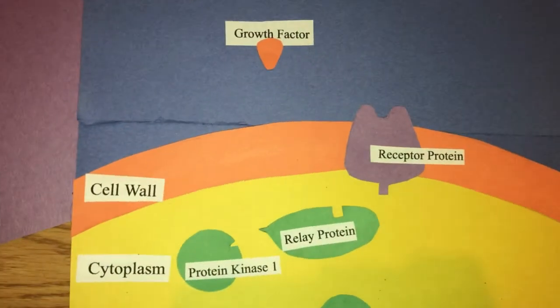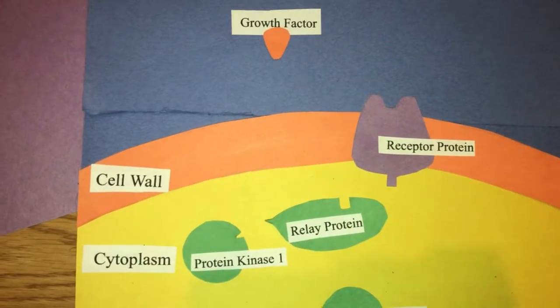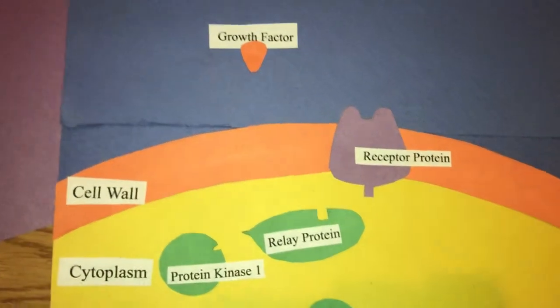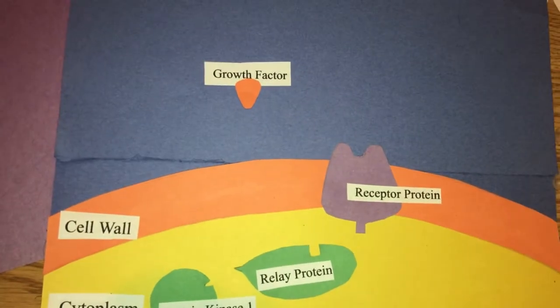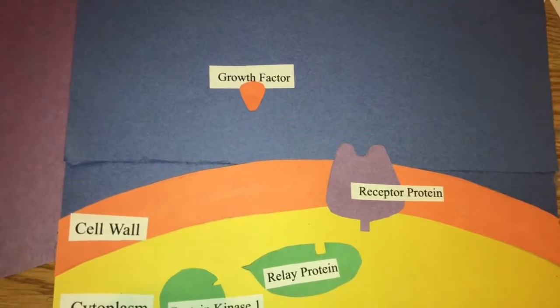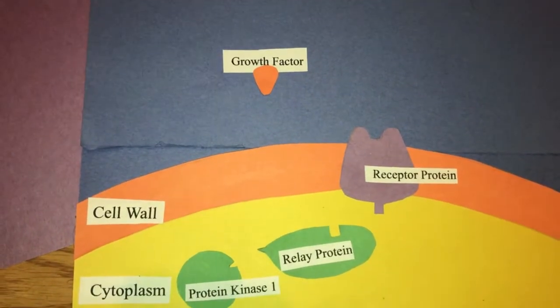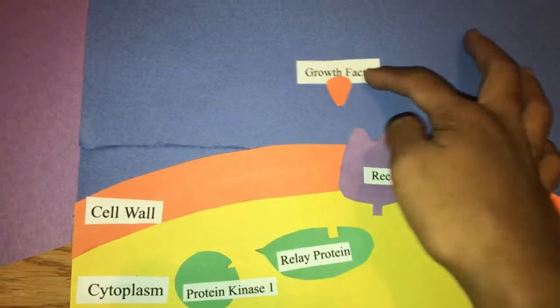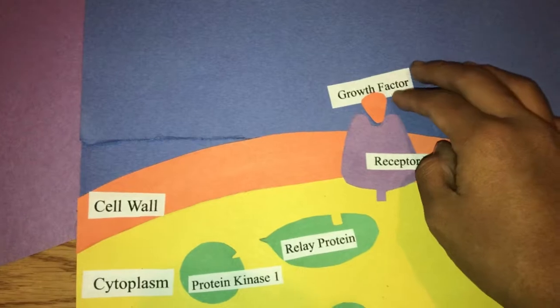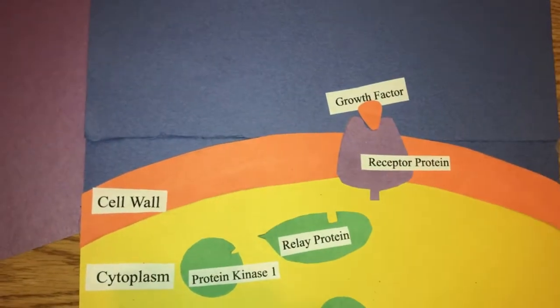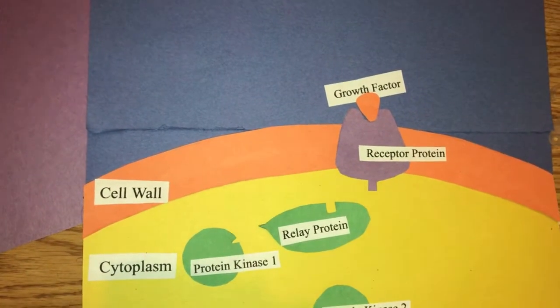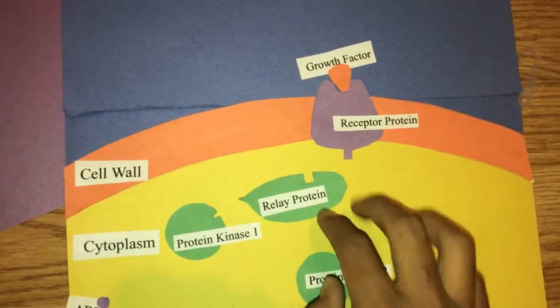Gene activation by a growth factor is a process in which a growth factor causes a chain of events which leads to the mRNA being synthesized and sent out of the nucleus to give specific instructions to the cell. In the beginning of gene activation, a growth factor bonds to a receptor protein through a process called diffusion. After diffusion, the receptor protein becomes active.